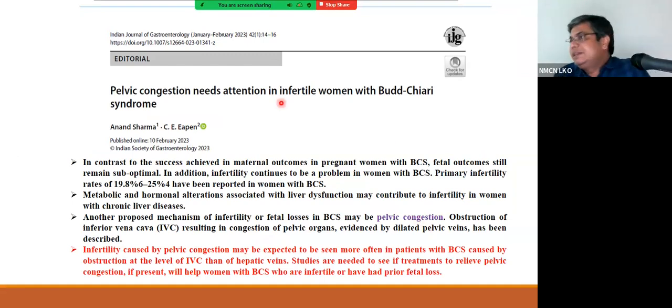So in literature, there are publications focusing on these various factors. This was a recent editorial in Indian Journal of Gastroenterology regarding the role of pelvic congestion in infertile patients with Budd-Chiari syndrome. What they say: infertility caused by pelvic congestion may be expected to be seen more often in patients with BCS caused by obstruction at the level of IVC than of hepatic veins. However, studies are needed to see if treatments to relieve pelvic congestion, if present, will help women with BCS who are infertile or have had prior fetal losses.